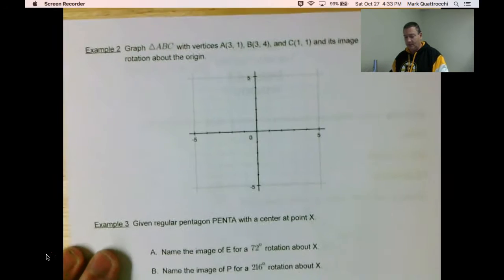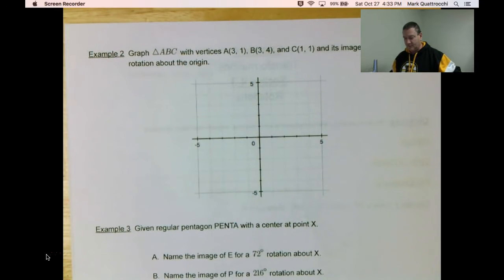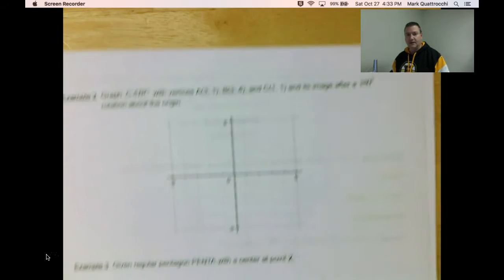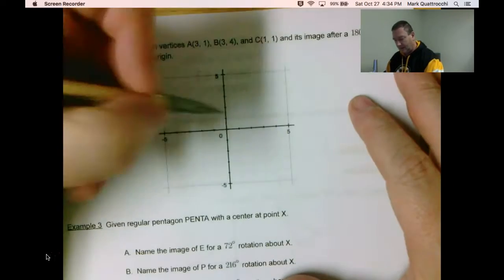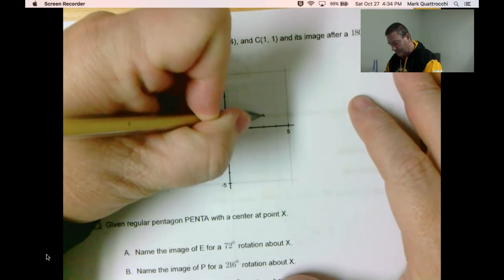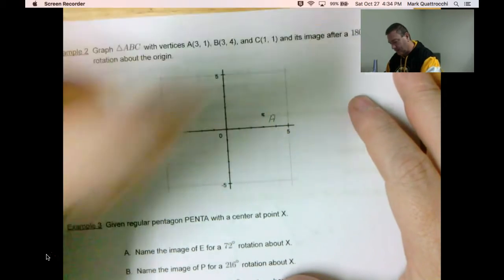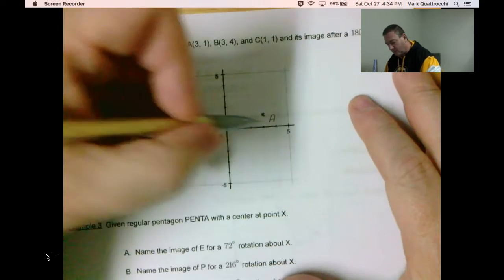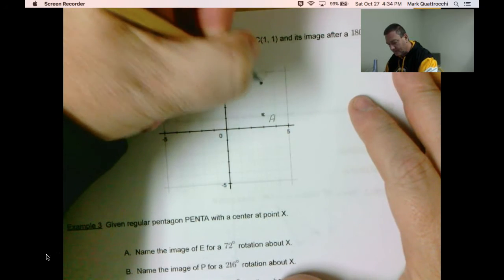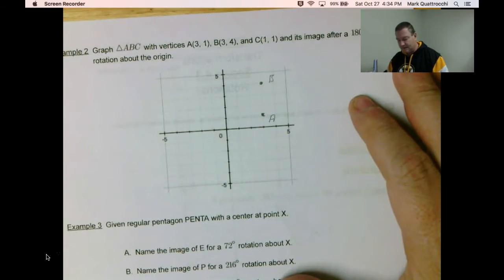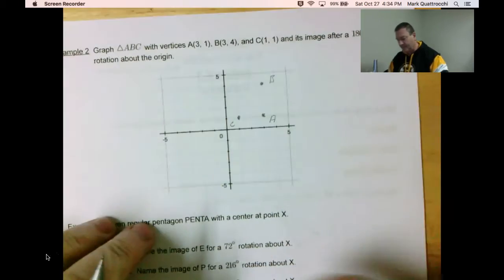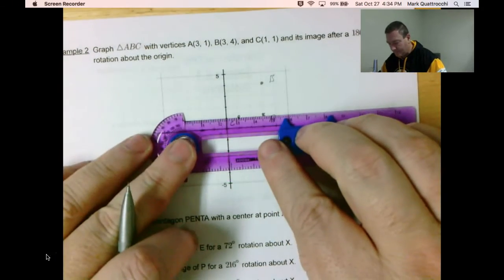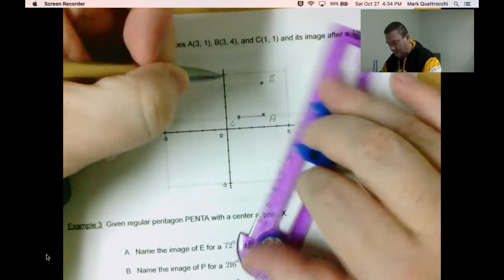Example 2. We're going to graph triangle ABC, these coordinates, and we're going to rotate it 180 degrees. So start by graphing them. A is at 3, 1. B is at 3, 4. And C is at 1, 1. Here's point C. Quick sketch.